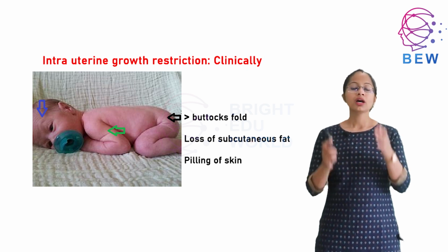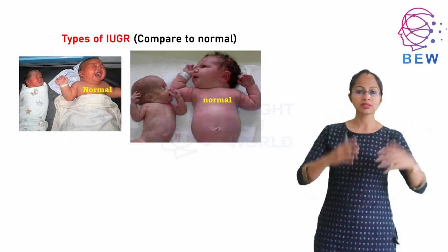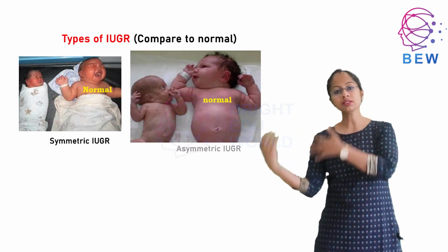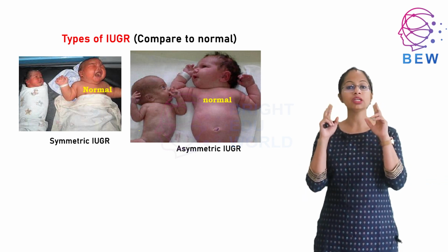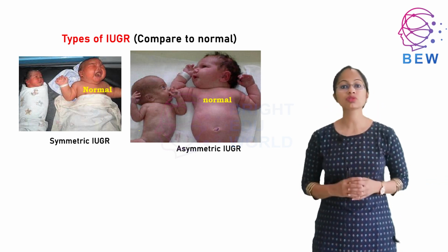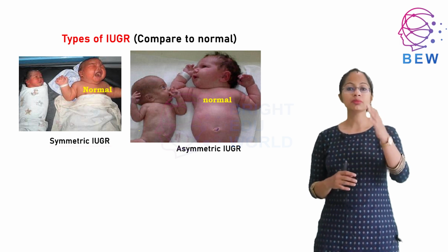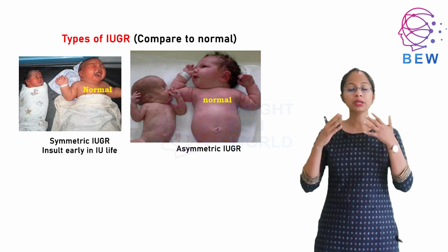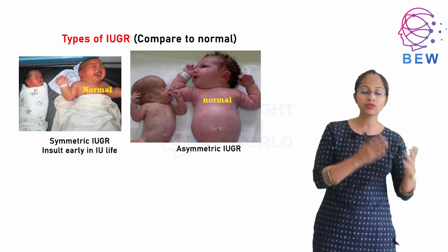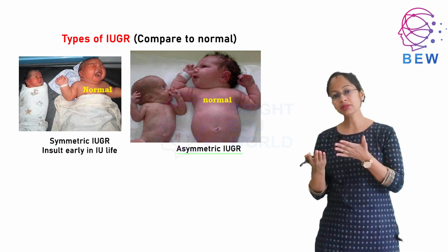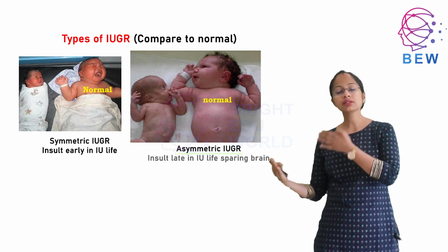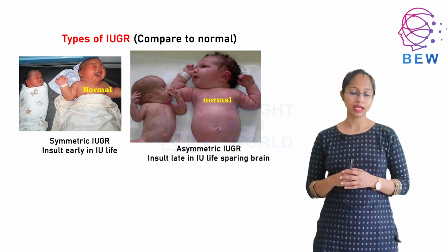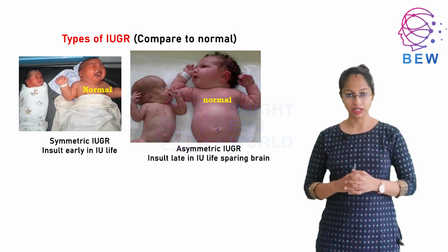Now, an IUGR baby is of two types. There is symmetrical IUGR and there is asymmetrical IUGR. Again, very important, students. A lot of MCQs are asked from this topic. Symmetrical IUGR happens when the insult to the baby occurs in the early phases of intrauterine life, and asymmetrical happens when the insult occurs in the late phases of intrauterine life, leading to a brain sparing effect.